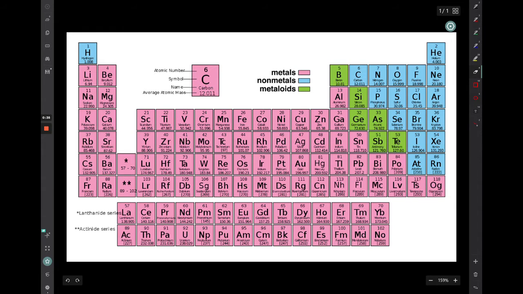There is a number at the top of the box in the periodic table. That number is the atomic number. And if you remember from yesterday, the atomic number tells us the number of protons. So the atomic number tells us the number of protons.